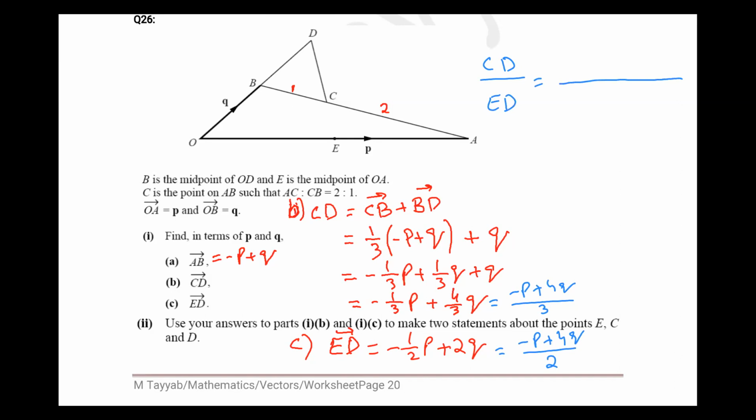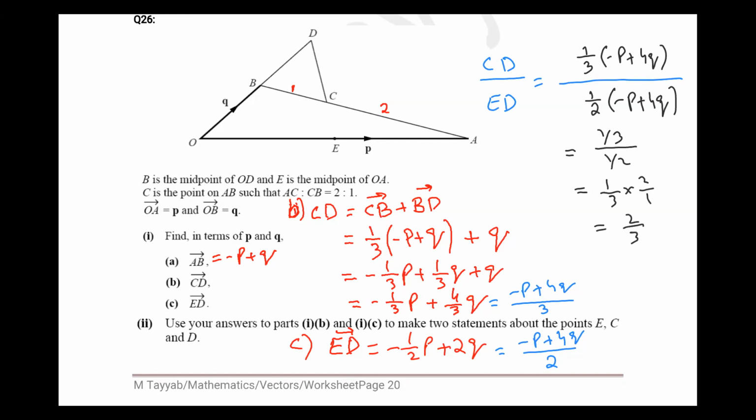So what is vector CD? CD है (minus p plus 4q)/3, या इसको मैं ऐसे लिख सकता हूँ 1/3 (minus p plus 4q). And ED is (minus p plus 4q)/2, या हम उसको लिख सकते हैं 1/2 (minus p plus 4q). See, minus p plus 4q तो कैंसिल हो जाएंगे दोनों में. So we are left with 1/3 ratio 1/2. मतलब 1/3 multiplied by 2/1, 2:3. So this is the ratio between CD and ED.